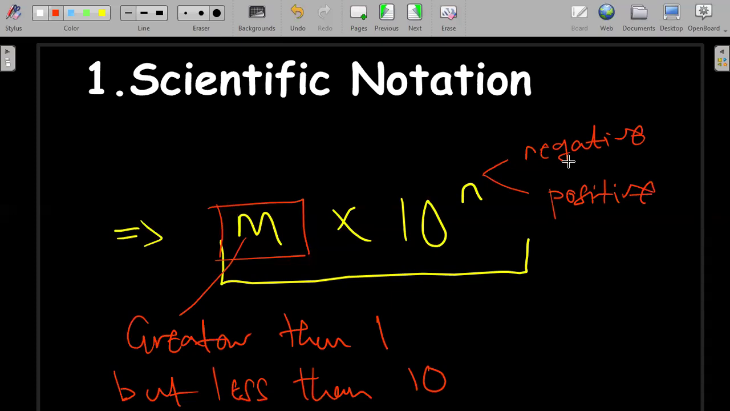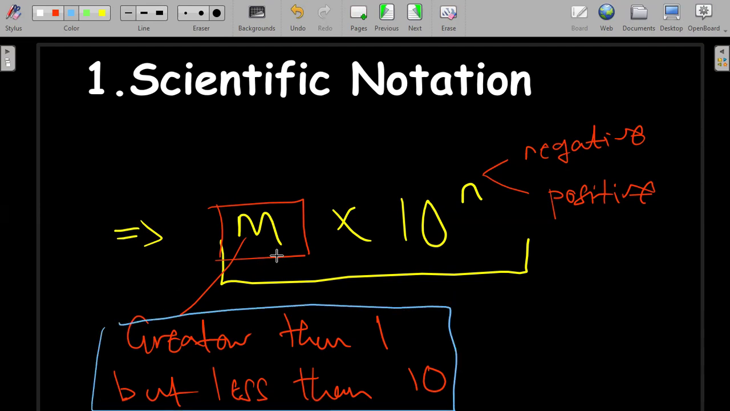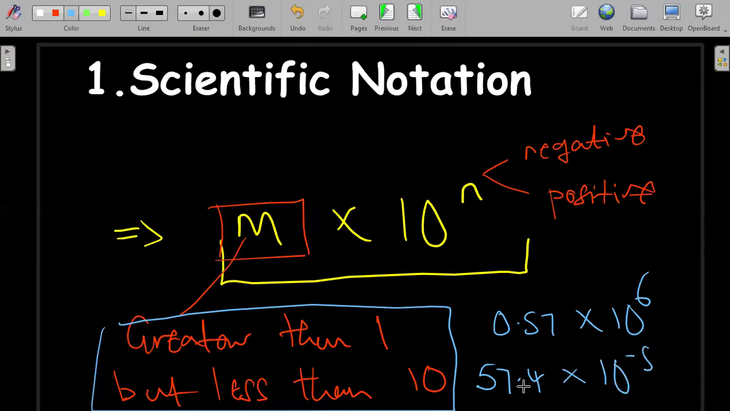To emphasize this definition, that the number should be greater than 1 but less than 10, I'll write some numbers here and ask you if they're in scientific notation or not. If I write 0.57 times 10 to the power 6, and I also write 57.4 times 10 to the power minus 5, are these two numbers in scientific notation? We are going to say no.